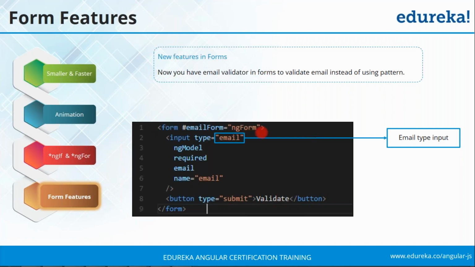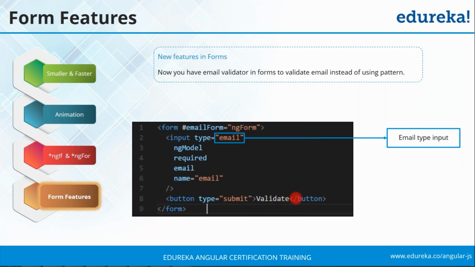Here we are creating a form. We are giving the name of the form as emailForm and we are binding it with ngForm. The input type is email, and we are binding this input using ngModel. We are giving the field as required, so you cannot leave this email input empty. Then we are binding this name with email. At last we are giving an input button, that is submit, to validate this email.